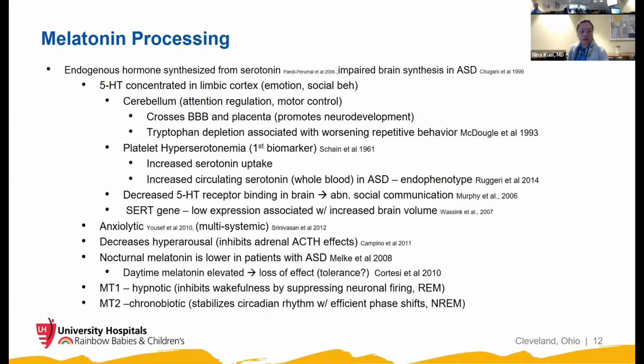The first biomarker that was considered, which is known but nobody uses it, was actually discovered back in 1961, and it's called platelet hyperserotonemia. And so what we find is exactly what it sounds like. There's a gene called SERT that we talked about a little lower, but it's concentrated on platelet membrane. And so it allows the platelets to increase serotonin uptake, which means when you draw blood and check serotonin levels, there's actually increased circulating serotonin in patients with autism.